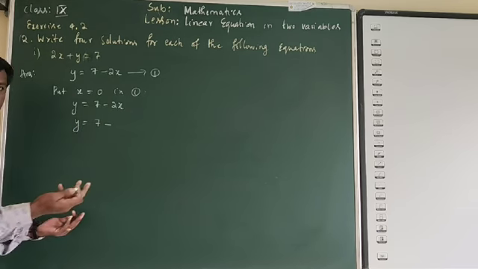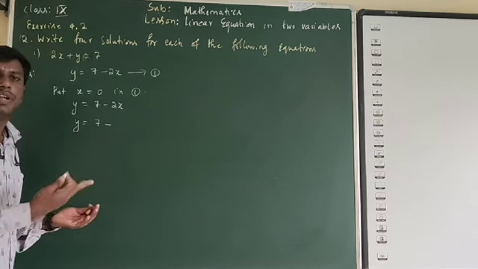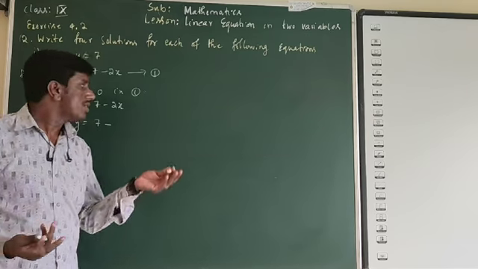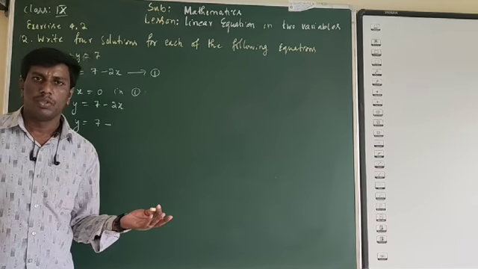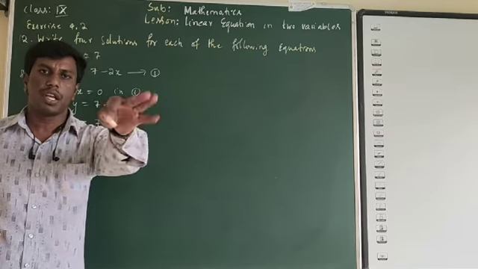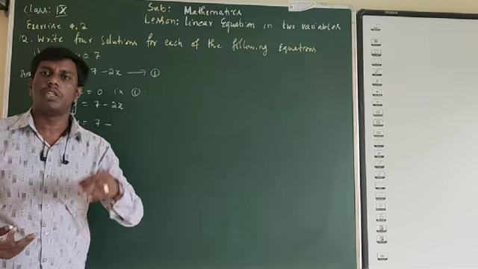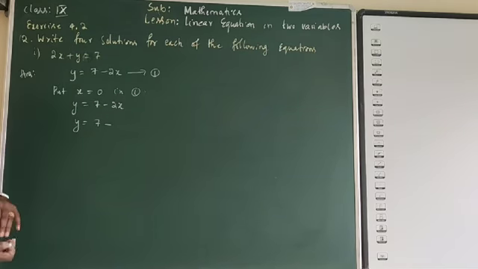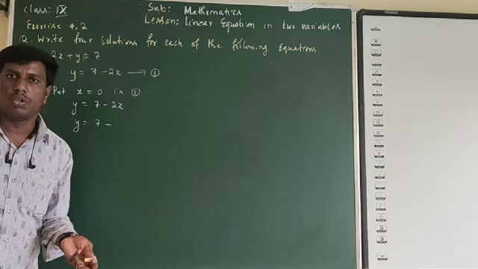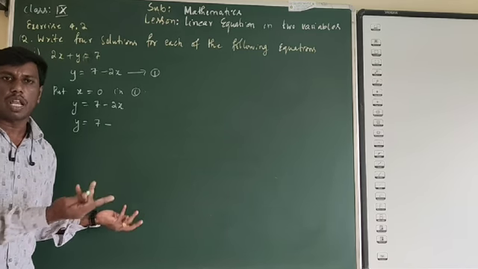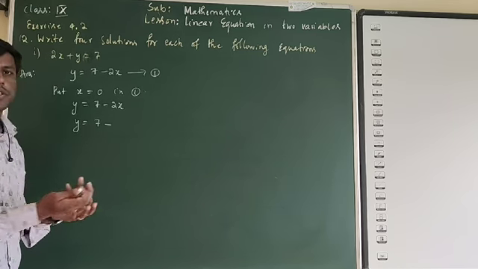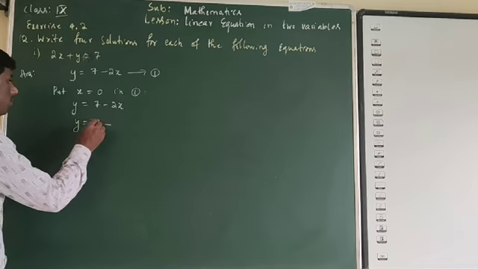Why have I taken x is equal to 0? It is an arbitrary value. I can take any of the values. Not necessarily should you take x is equal to 0. You can take x is equal to 1, you can take x is equal to 2. They are your own values. For simplification, I have taken x is equal to 0. Right? We'll see what will happen to the y value. The combination of x and y values will become the solution.